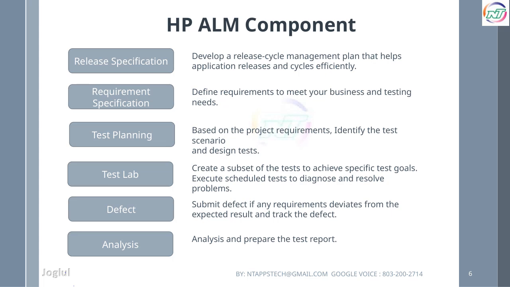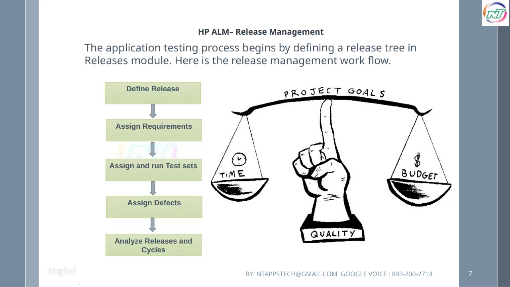You then execute these scheduled tests to identify any issues or problems. If the actual results deviate from what was expected, you submit a defect for tracking and resolution. After testing, you analyze the results and prepare a test report, which provides insights into the quality and stability of the application. This structured approach helps maintain control over the release process, ensuring that all aspects are properly managed from planning to resolution. Let's move on to the next slide.